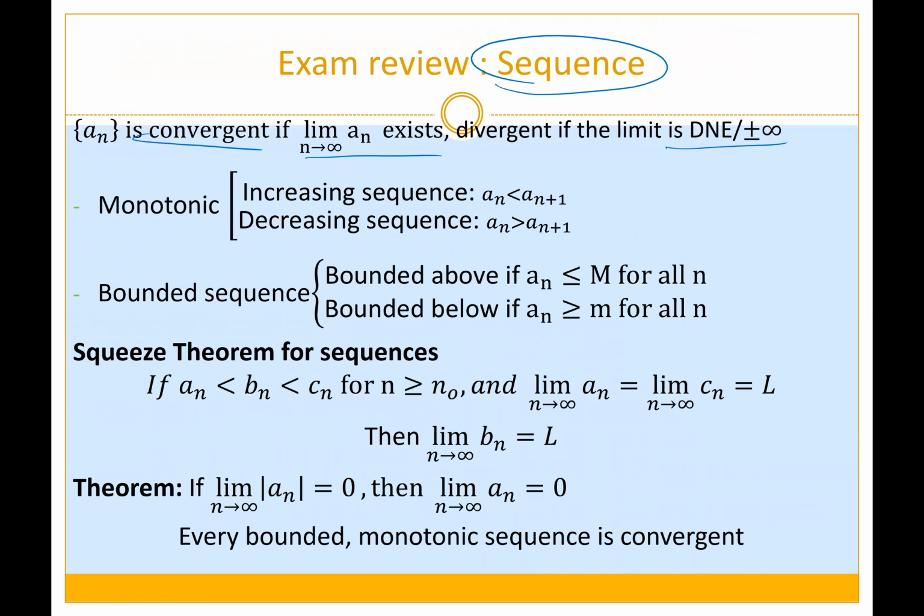We also have monotonic sequences, where you have a sequence either increasing or decreasing, and we have bounded sequences. It's bounded above if the maximum value of that sequence is always smaller than or equal to some value, and bounded below if it is bigger than or equal to some other value.